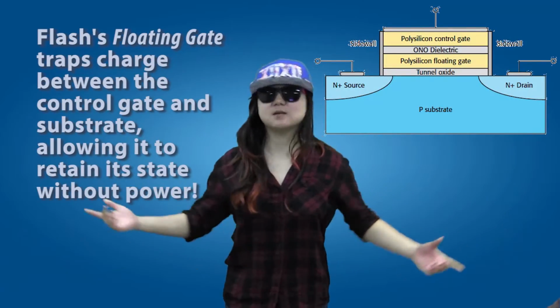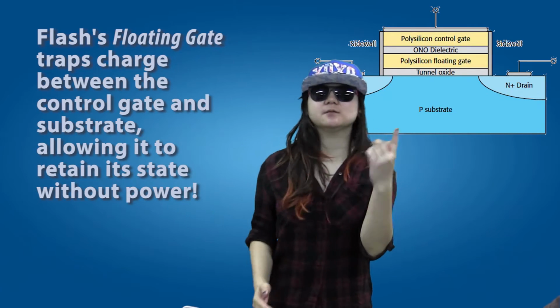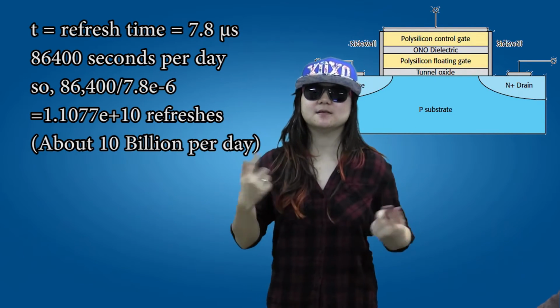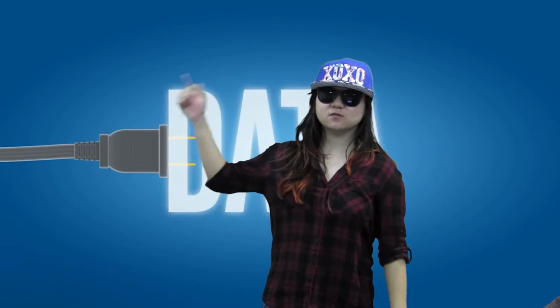Because of my floating gate, charge is here to stay. There's no need to refresh 10 billion times a day. You're volatile DRAM, you need the power arm. Watch me turn off the switch, now you're all gone.